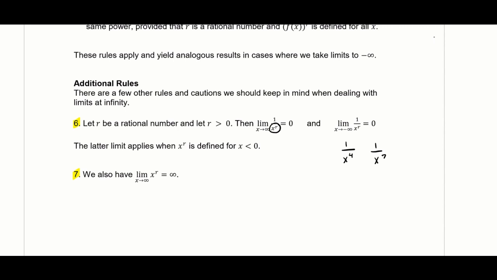And one that maybe is a little bit more obvious: if r is greater than 0, and we're taking the limit of x to the r as x goes to infinity, then this thing is just going to blow up on its own. That limit is going to be infinity. So like x to the 4th or x to the 7th, as x gets bigger and bigger and bigger, that whole expression is going to grow without bound. So just a couple additional rules that can be helpful.